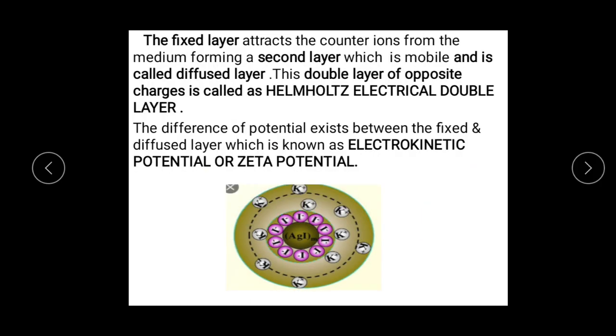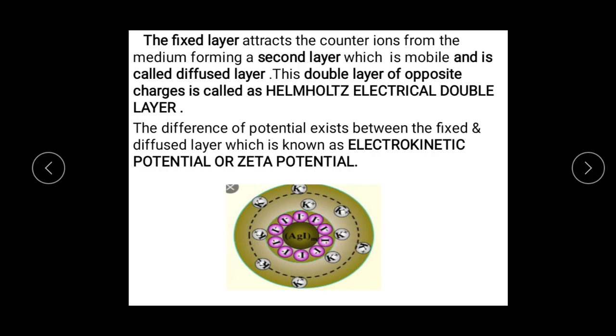Now we move on to the next term, that is Helmholtz electrical double layer. What is Helmholtz electrical double layer? We have the fixed layer which attracts the counter ions from the medium, forming a second layer which is mobile and is called the diffuse layer. This double layer of opposite charges is called Helmholtz electrical double layer. You have seen the double layer of opposite charges, the fixed layer and the mobile layer or the diffuse layer. This is called Helmholtz electrical double layer.